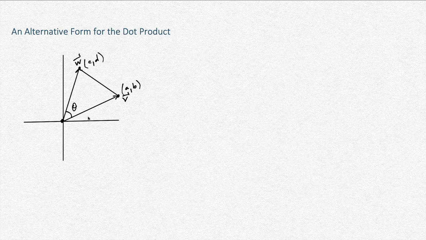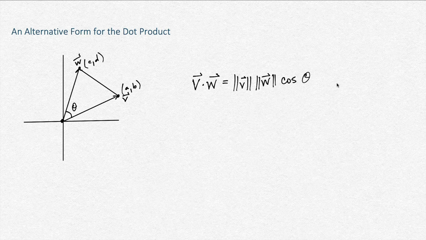And if we then apply the law of cosines to this triangle, then with just a bit of algebra and canceling some things, we end up with a really cool formula. And the formula is this, that v dot w is equal to the magnitude of v times the magnitude of w times the cosine of the angle between those two vectors. So this is an alternative form for the dot product.